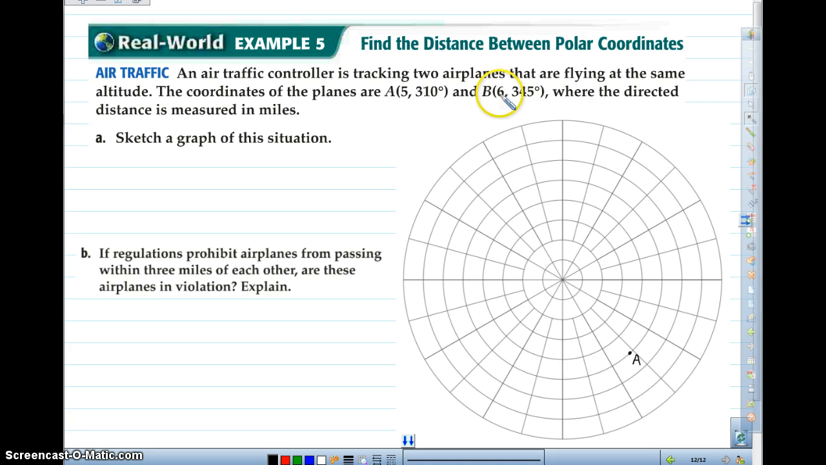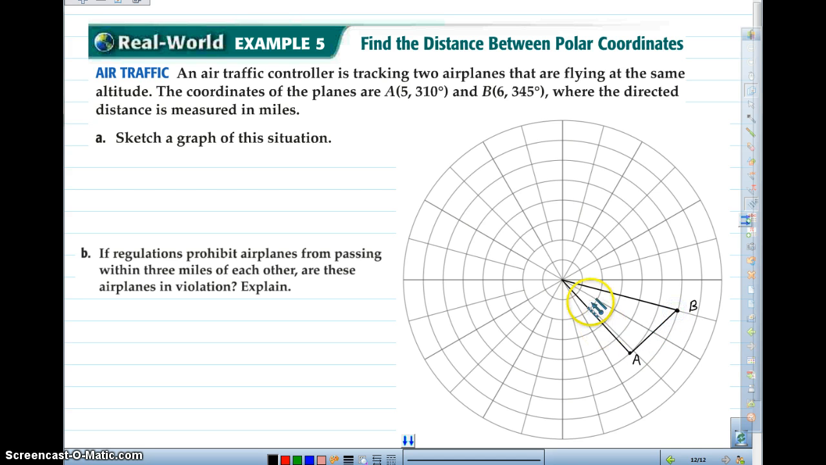And then plane B is at the location radius 6 out from the pole, and then 345 degrees rotated. So again, instead of going around 345, I'm just going to go backwards 15 degrees. So B would be right here. Okay, so we're going to sketch a graph of this situation. And again, since they want us to know regulations prohibit the airplanes from passing within 3 miles of each other, they want to know if the airplanes are in violation. So if we sketch this out like a triangle, we can use law of sines, or really our polar distance formula, to figure out how far apart these two coordinates are.